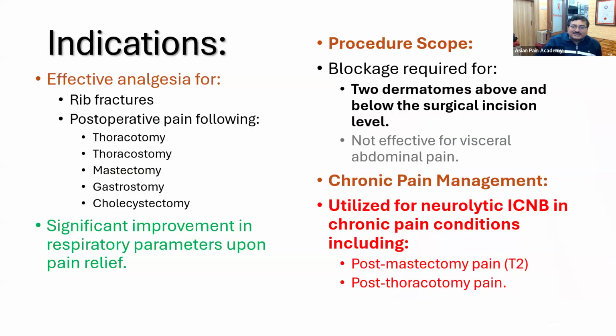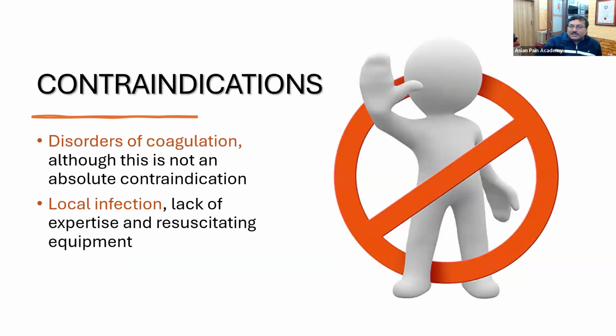Now coming to the indications, there are a number of indications for which this block is done. For acute conditions, like postoperative pain management for thoracotomy, mastectomy, gastrectomy, cholecystectomy. For chronic pain conditions, it can be utilized for post-mastectomy pain, post-thoracotomy pain, and also, as I told, in case of post-herpetic neuralgia or acute herpes zoster pain, and sometimes in case of scar neuralgia, in case of acne. So these are different indications for this block, that means the intercostal nerve block.